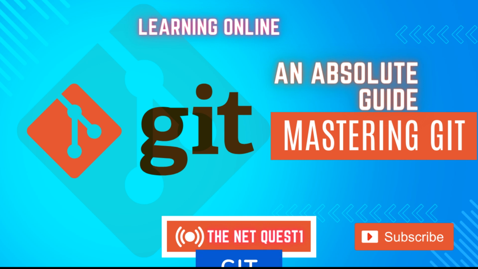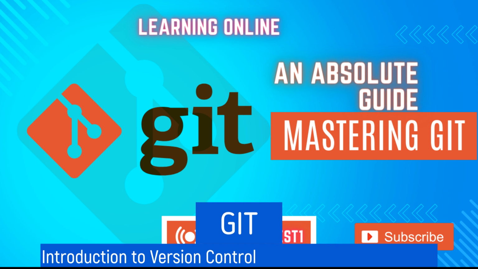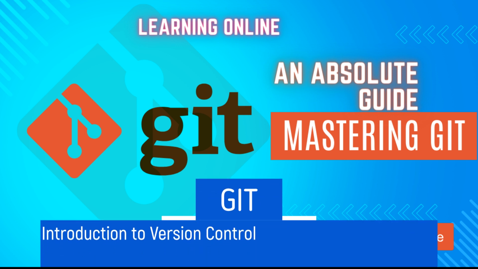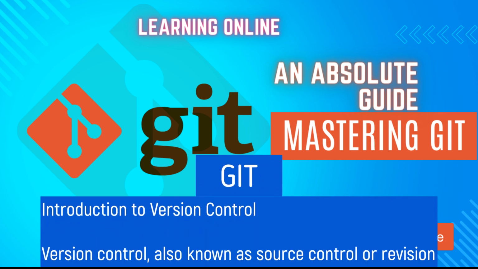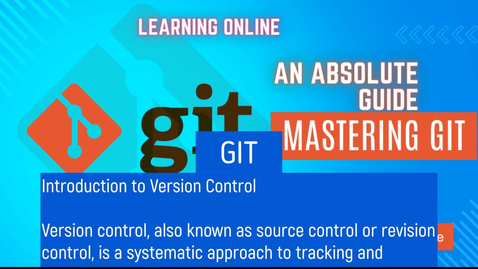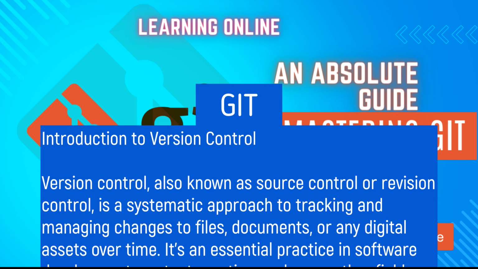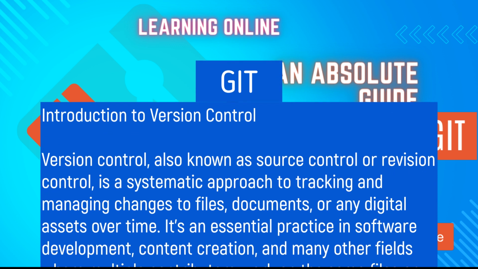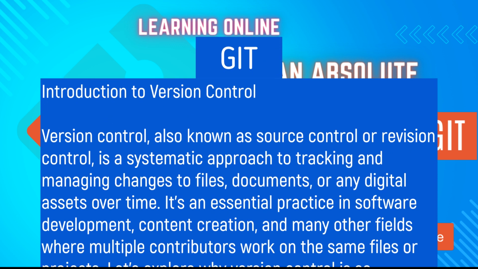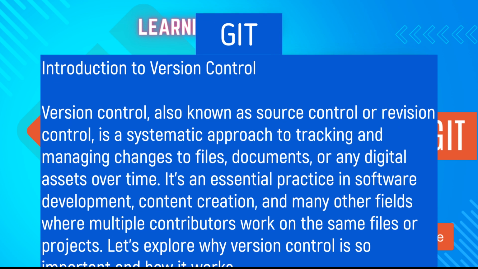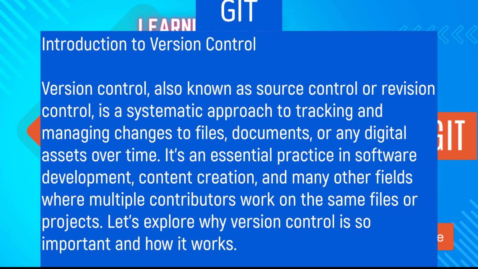Introduction to version control. Version control, also known as source control or revision control, is a systematic approach to tracking and managing changes to files, documents, or any digital assets over time. It's an essential practice in software development, content creation, and many other fields where multiple contributors work on the same files or projects. Let's explore why version control is so important and how it works.